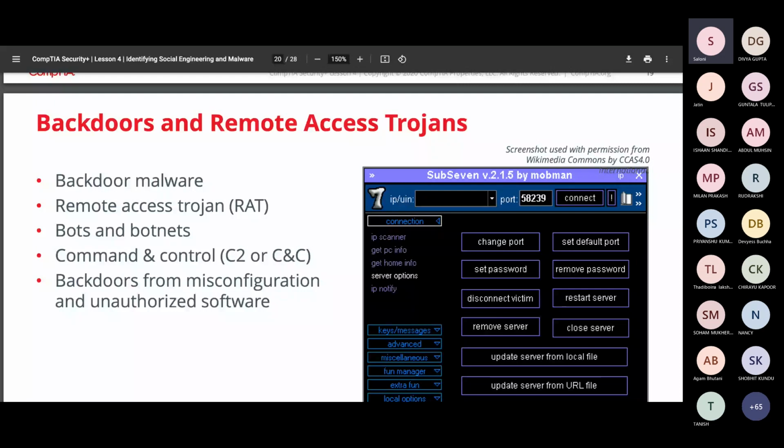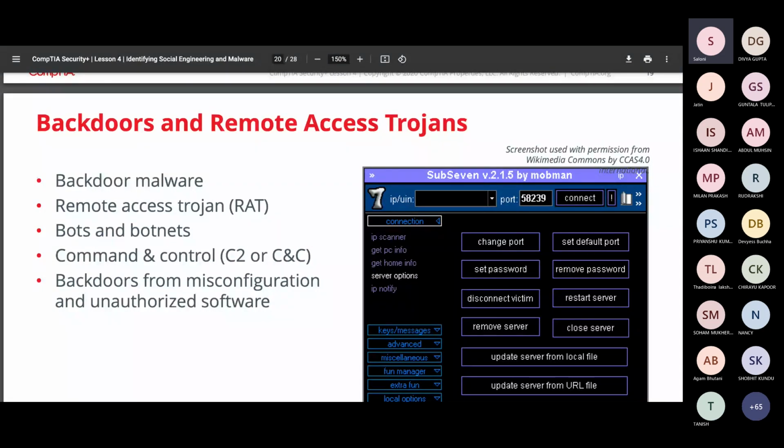Backdoors from any misconfiguration or unauthorized software can be created in other ways than infection by malware. So programmers may create backdoors in a software application. Why? For testing and development, and they are subsequently not removed when the application is deployed. Backdoors can also be created by misconfiguration of software or hardware, which will allow unauthorized users to gain access.